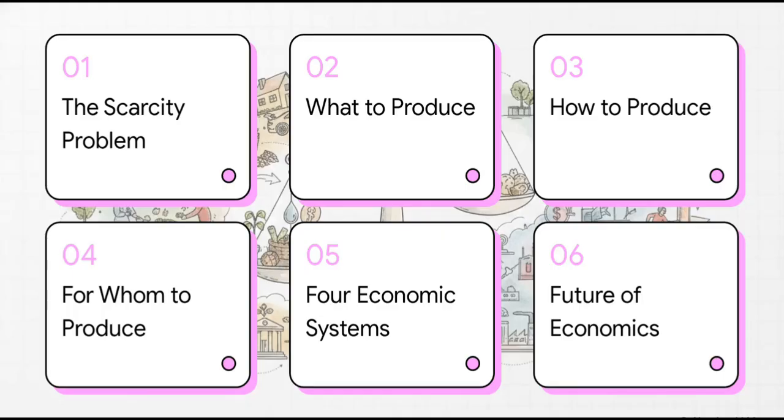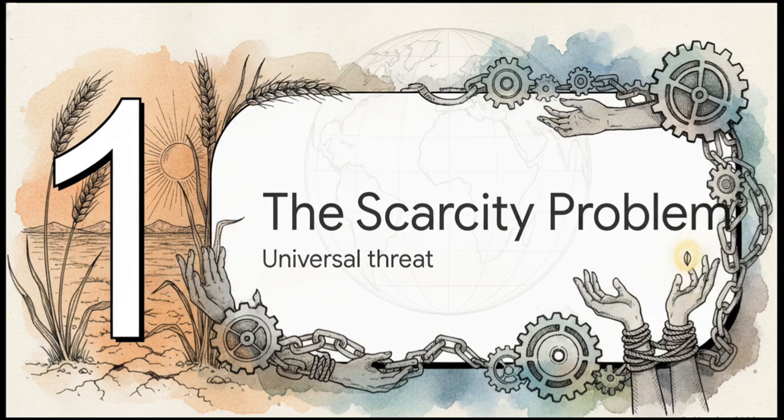Here is our roadmap for today. We're starting with the root scarcity problem, then we'll break down the three big questions every society has to answer: what, how, and for whom to produce. After that, we'll look at four economic systems, and finally, take a peek at the future of economics. Section 1. The scarcity problem, the universal threat to society.